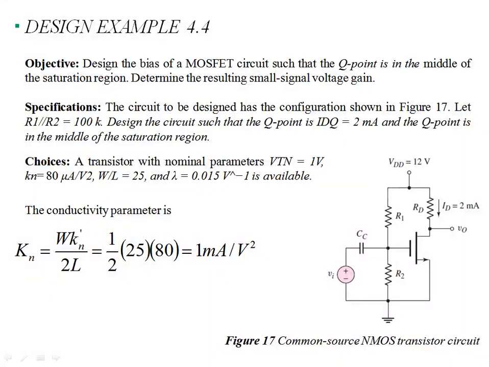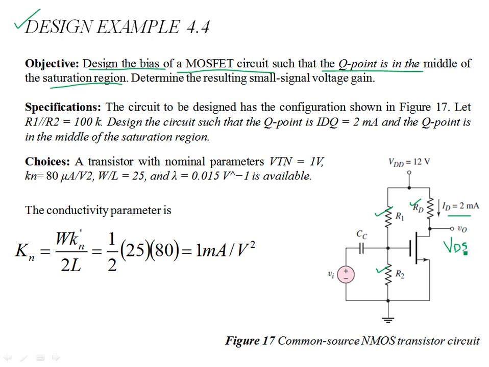This is design example 4.4 from the course text. The objective is to design the bias of the MOSFET circuit such that the Q point is in the middle of the saturation region. If you recall in part 40 of these video lectures on MOSFETs, we were given the values of R1, R2, and RD, and the values that we obtained for ID and VDSQ were arbitrary.